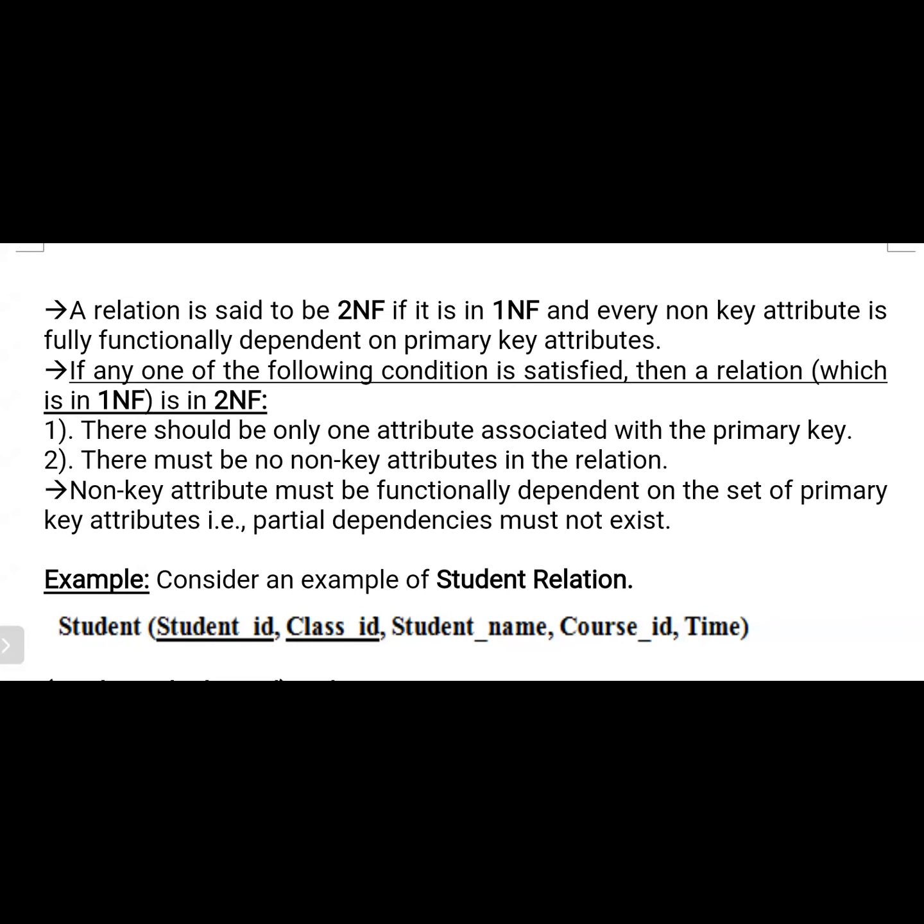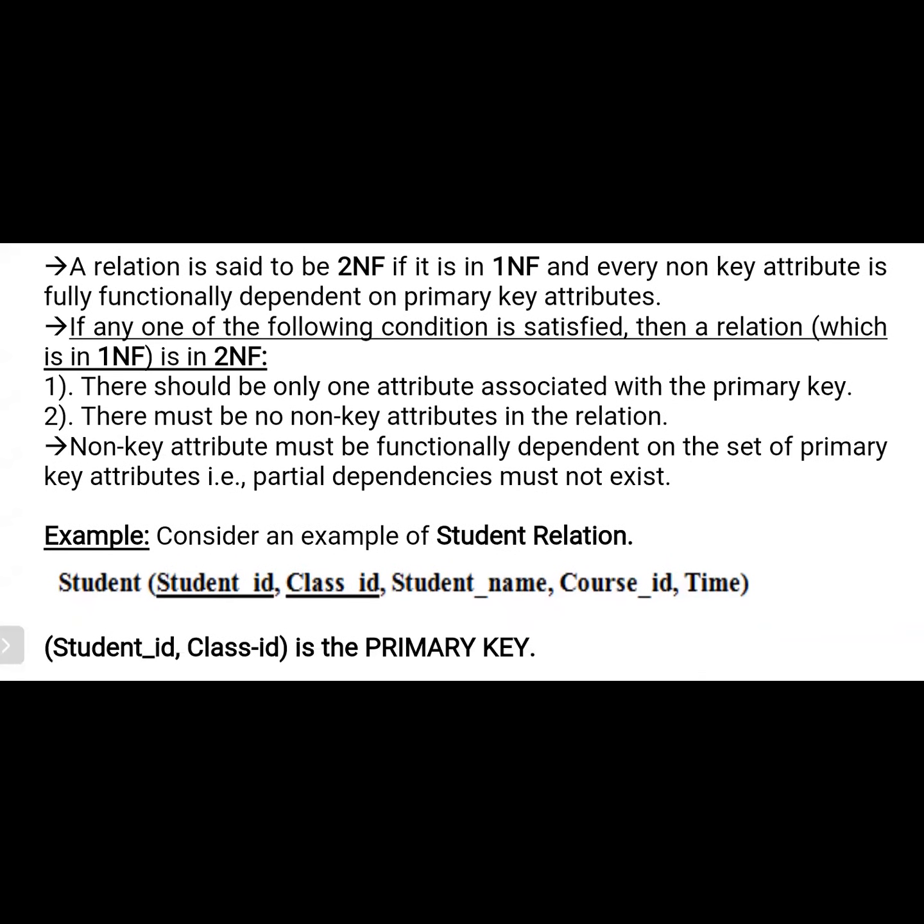So that means every non-key attribute is fully functionally dependent on primary key attributes. Okay, so that is the main thing. If any one of the following conditions is satisfied, then a relation is in 2NF. So the two conditions mentioned in the above lines, if they are met, then this table is in 2NF.